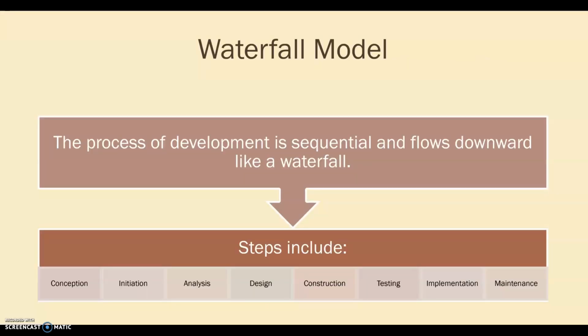The waterfall model. The process of development is sequential and flows downward like a waterfall. The steps include conception, initiation, analysis, design, construction, testing, implementation, and maintenance. The waterfall model of software development came about in the 1960s in order to bring structure and efficiency into the process of creating large programs.